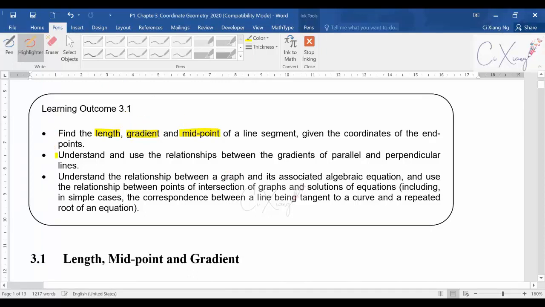After that, you need to understand and use the relationship between the gradients of parallel and perpendicular lines. For gradients, sometimes we have parallel lines, sometimes perpendicular lines. So what is the relationship between the gradients of these two types of line? After that, you need to understand the relationship between the graph and its associated algebraic equation, and use the relationship between the point of intersection of graphs and the solution of equations.